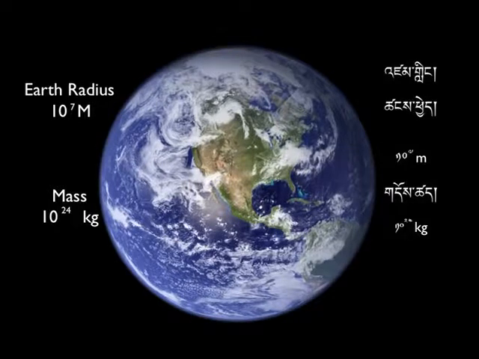Now the Earth is an even bigger jump. This Earth is 10 million me's lined up side to side to get from the middle to the edge. 10 million me's. And the mass is 1 with 24 zeros. It's a huge mass. It's a tremendous jump. It's this beautiful blue sphere out in space.